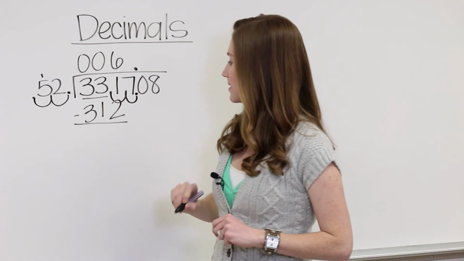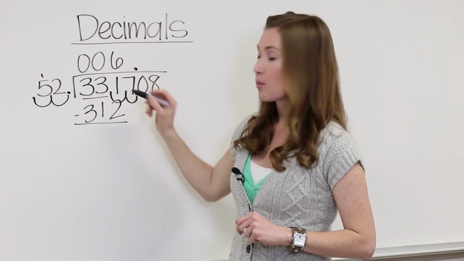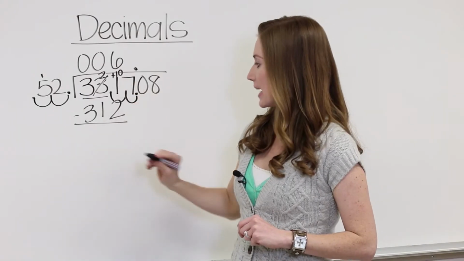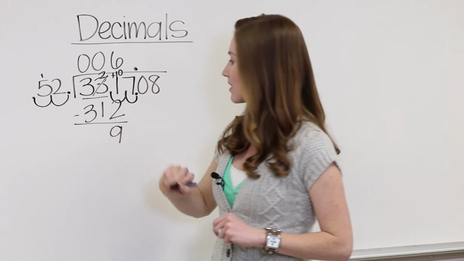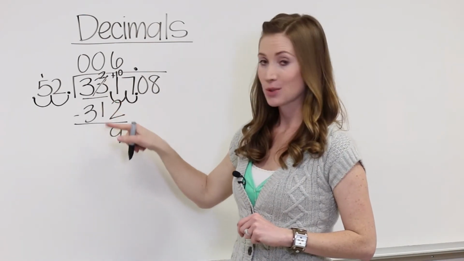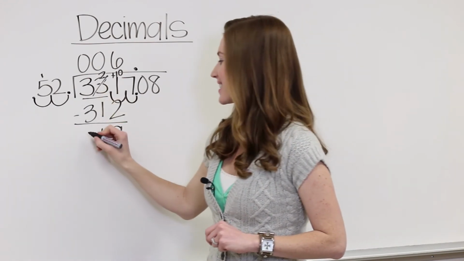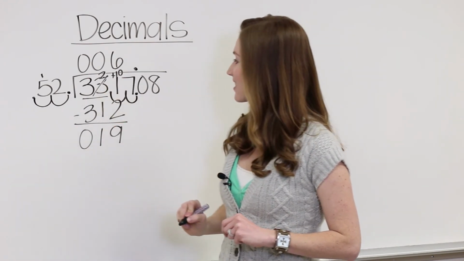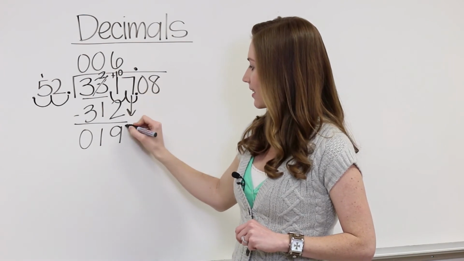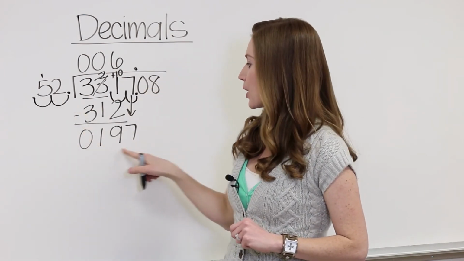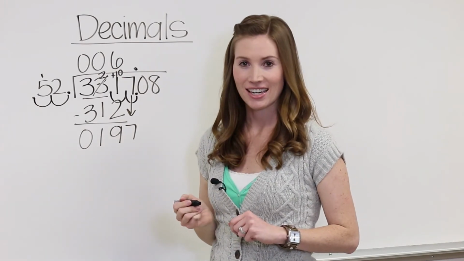Let's subtract. We can't subtract 2 from 1, so we'll borrow from our 3. That will become a 2, and we'll add 10 to our 1. 11 minus 2 is 9. 2 minus 1 is 1, and 3 minus 3 is 0. Now let's bring down our 7. How many times can 52 go into 197?